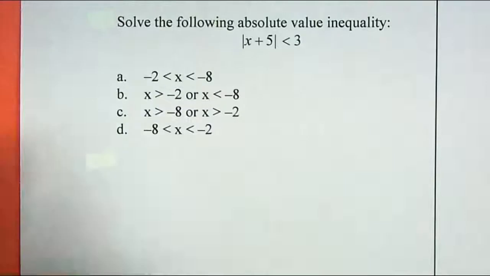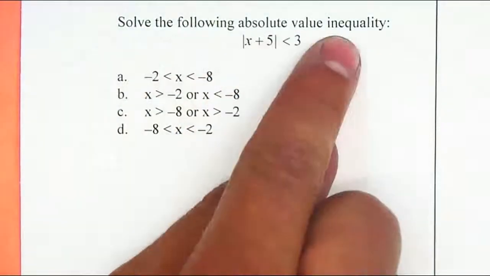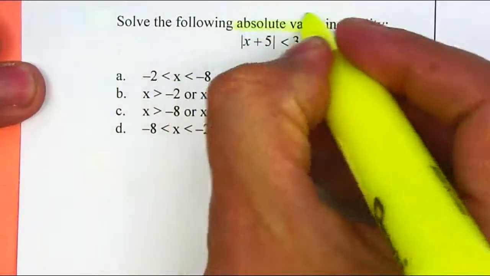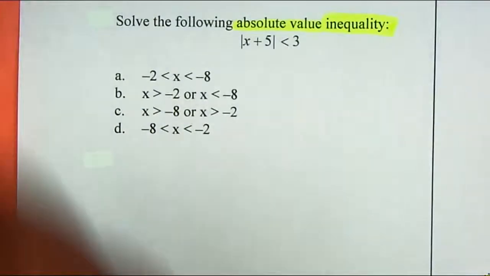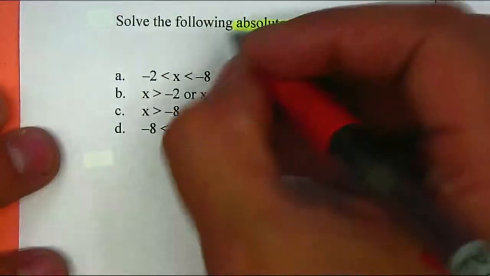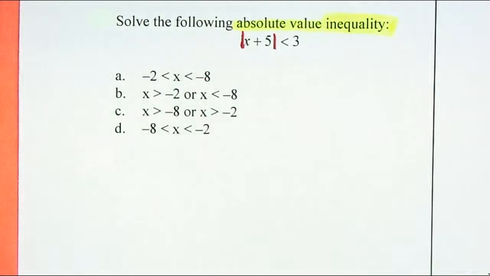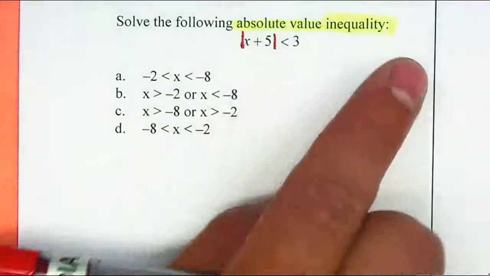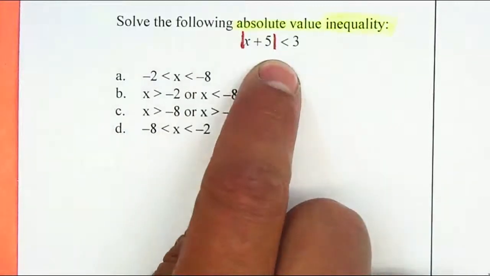On the following problem, it says solve the following absolute value inequality. So we have an absolute value inequality. Now remember that whenever we have an absolute value, we're going to end up with two solutions. And if it's an inequality, we need to determine if it's an OR or an AND. Is this an AND or an OR?